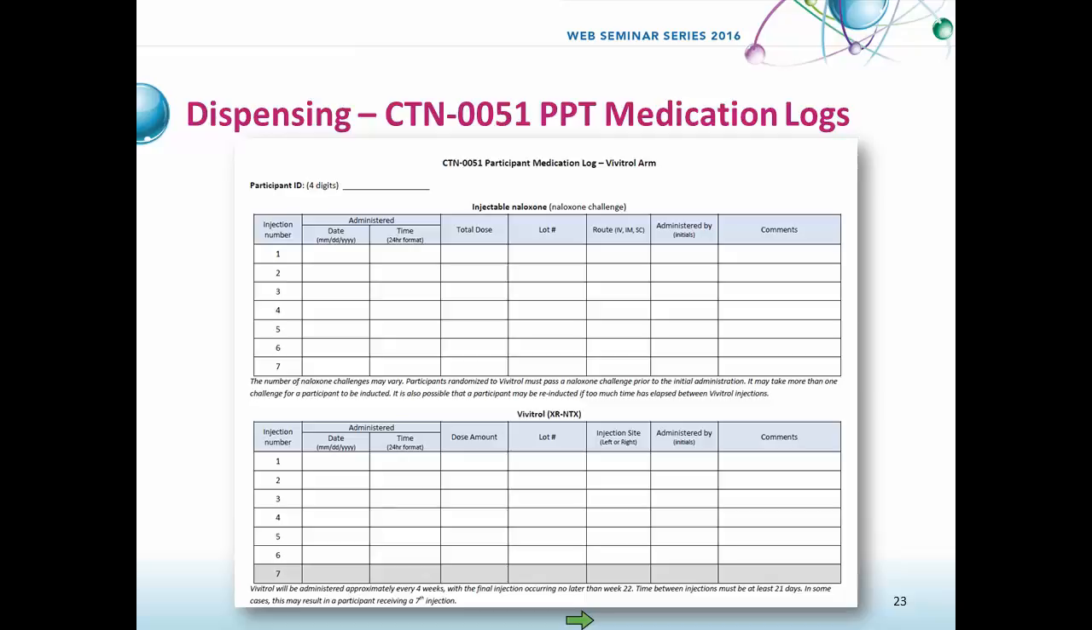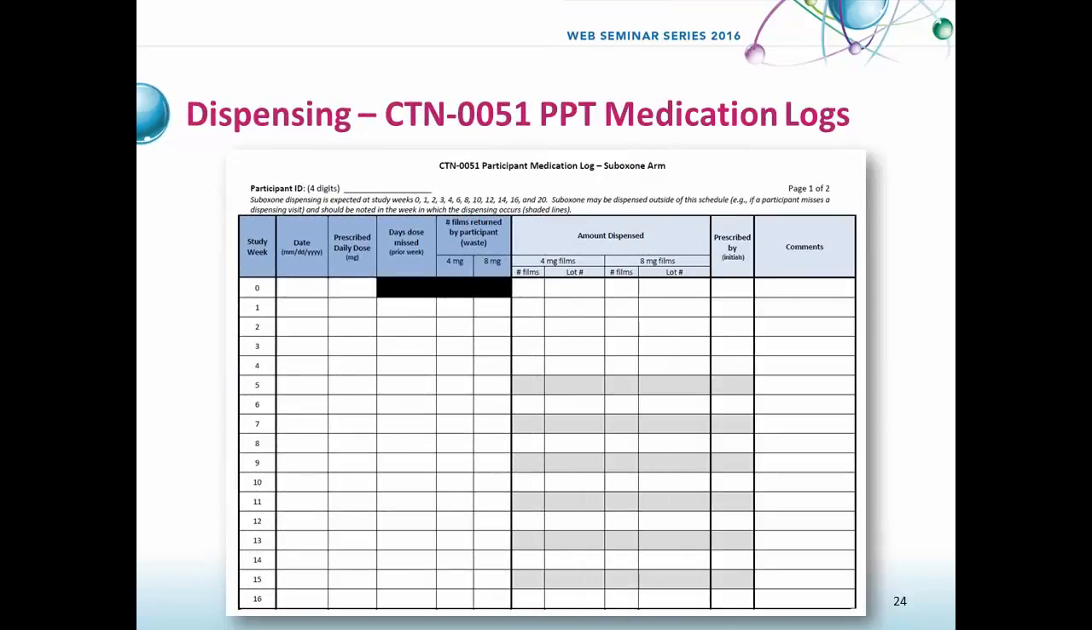In the normal course of things, a participant would have one naloxone challenge and then 6 monthly Vivitrol injections. However, it was possible for participants to be challenged more than once before being successfully inducted onto Vivitrol. So we thought that more lines might be needed. Also, the study allowed participants to reinitiate Vivitrol, provided they didn't meet study criteria for relapse. So a later naloxone challenge might also be required. And then participants were expected to have 6 injections, but the protocol allowed for as many as 7. So we provided a shaded line at the bottom for a 7th shot.